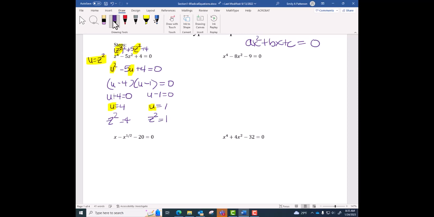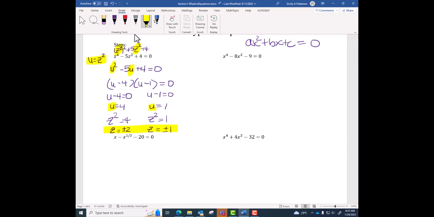So the final answer, taking the square root of both sides, is that z is equal to positive or negative 2. And on this side, z is equal to positive or negative 1, taking the square root of both sides. So this is actually your answer. So let's do it again.